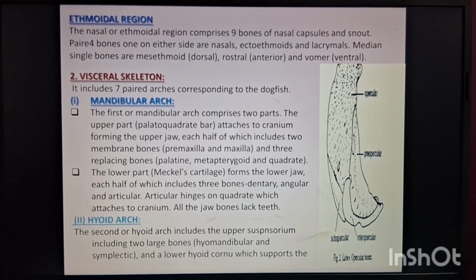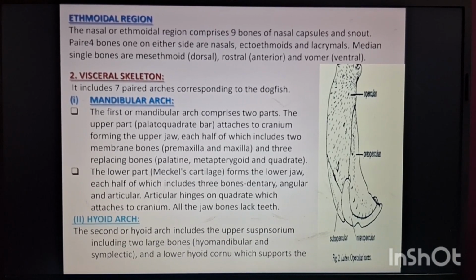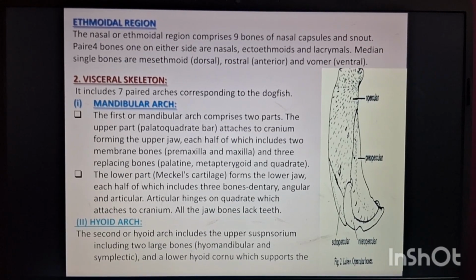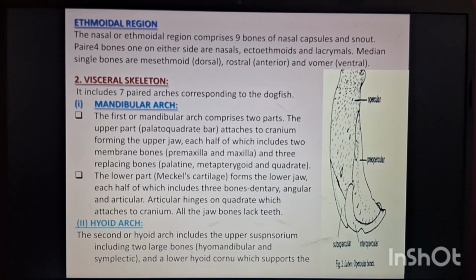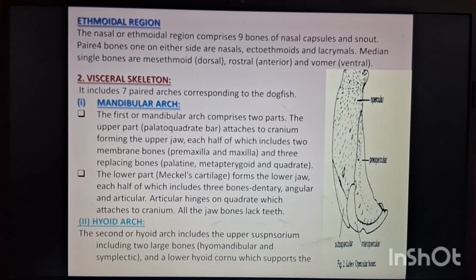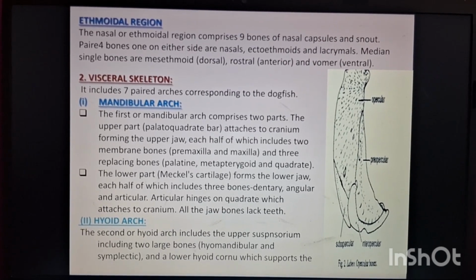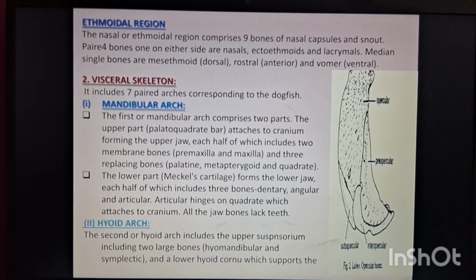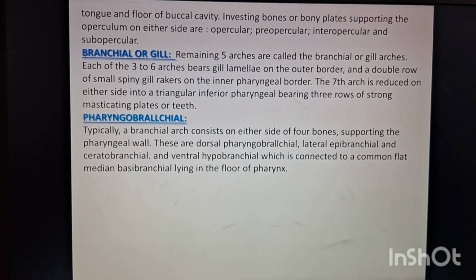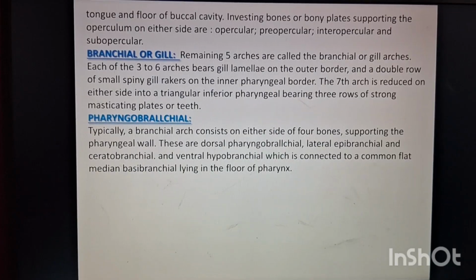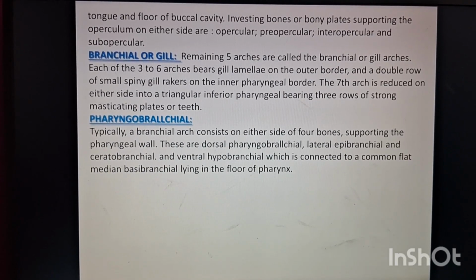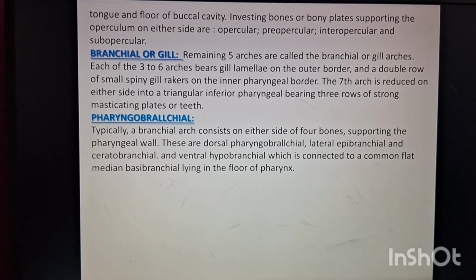Next, the hyoid arch. The second or hyoid arch includes the upper suspensorium, including two large bones, that is hyomandibular and symplectic, and the lower hyoid cornu, which supports the tongue and floor of the buccal cavity. Investing bones or bony plates supporting the operculum on either side are opercular, preopercular, interopercular and subopercular.